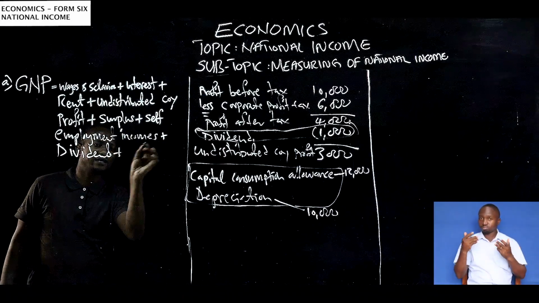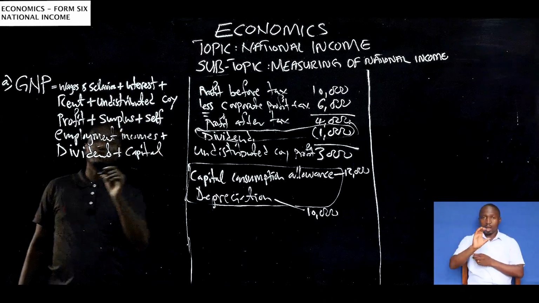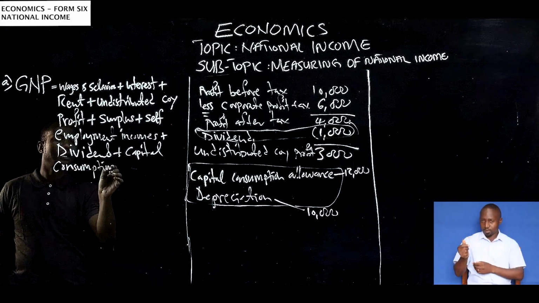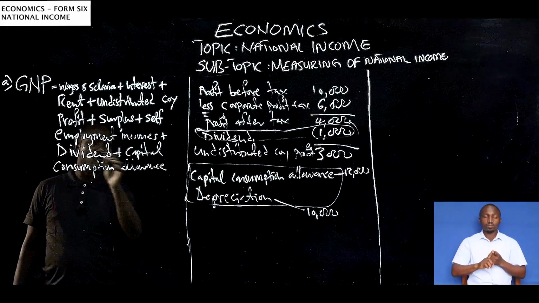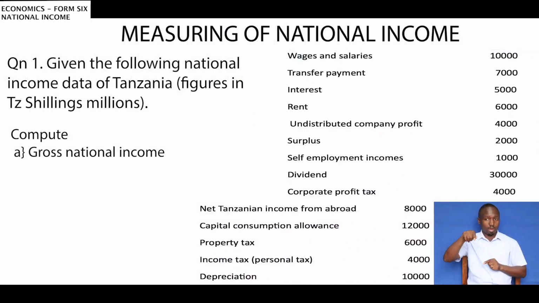Here we have to add capital consumption allowance, because this is the amount of income set aside to make replacement of depreciation. So according to our question, we have two, capital consumption allowance and depreciation.